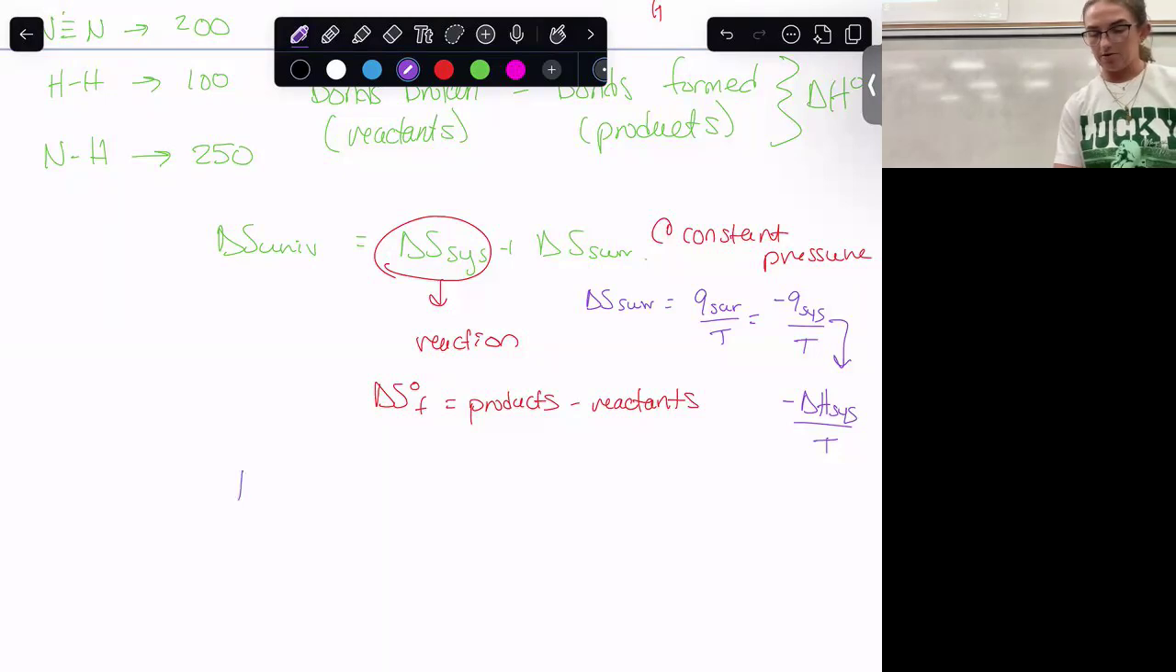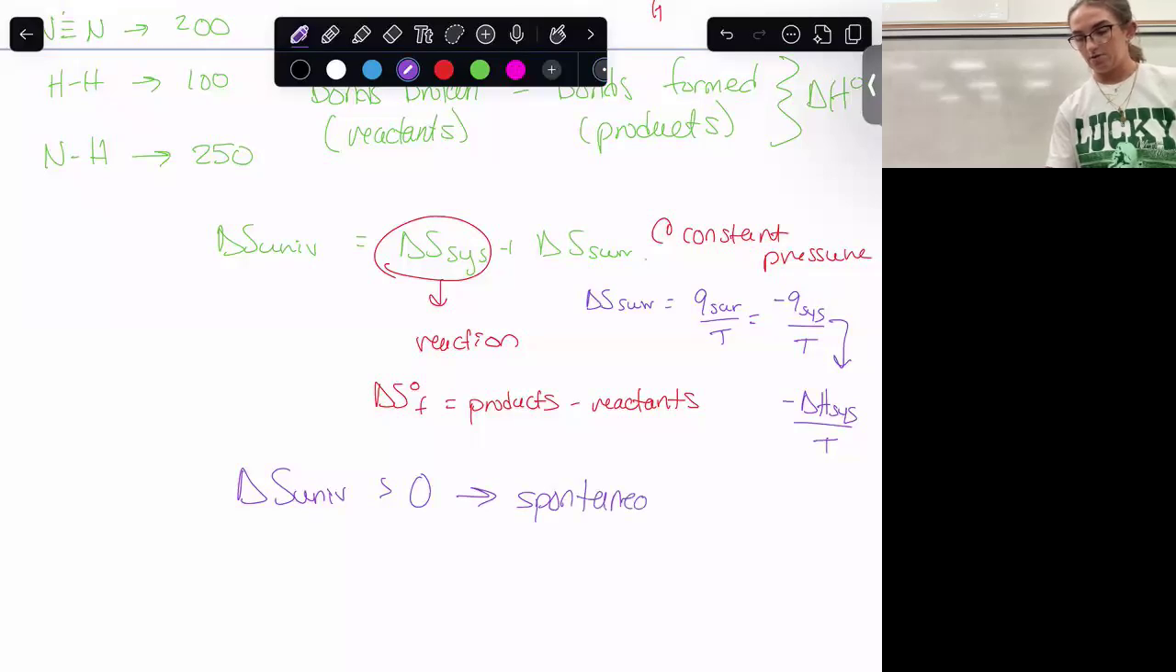Right, and then we know that if delta S of the universe is greater than 0, then this will be a spontaneous reaction. Only when delta S of the universe is greater than 0 will we have a spontaneous reaction. Okay, any questions there?